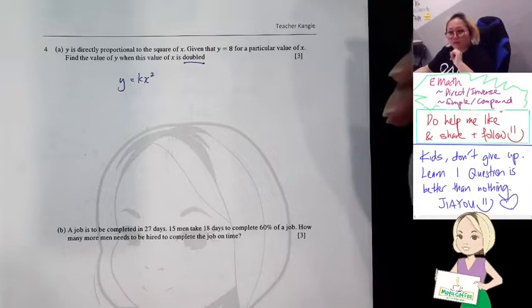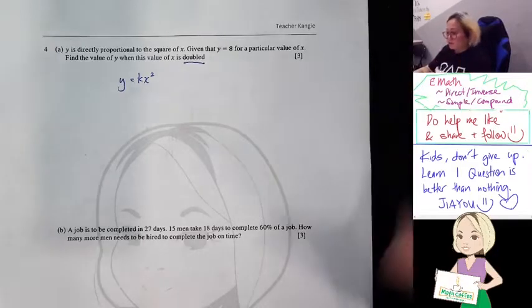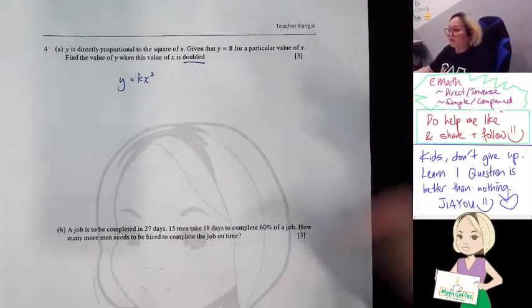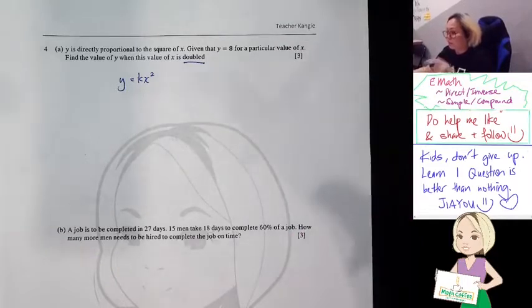Until 6:30. This first portion, I'm going to do direct and inverse proportion. Second portion, I do simple and compound interest for today.